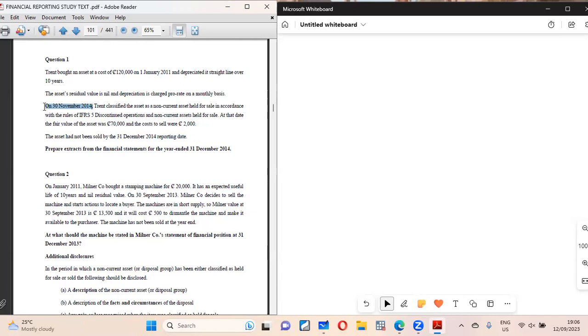So this is the date they classify it. If they've not sold, it's just one month. Remember, we have one year. All right, so how do we approach this? How do you approach this? Yes, who is willing to help?